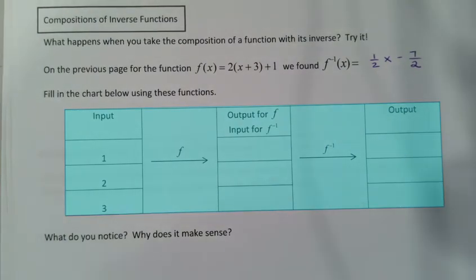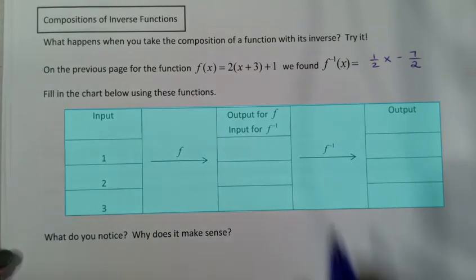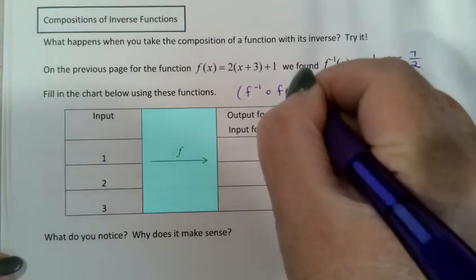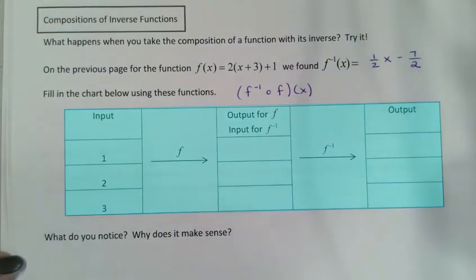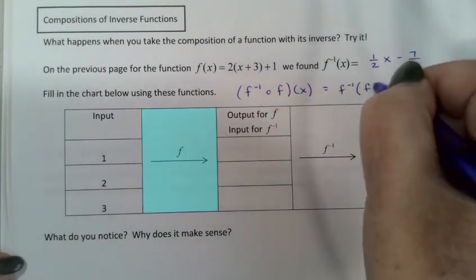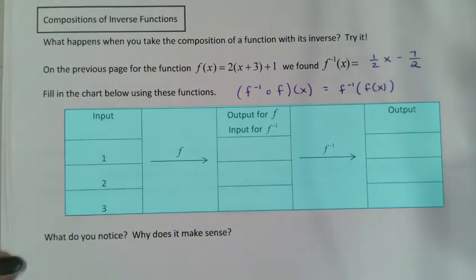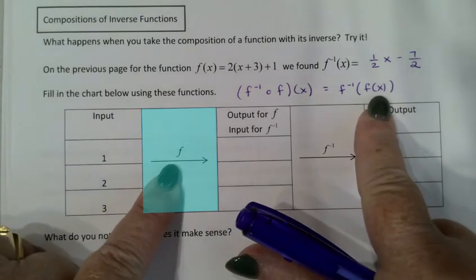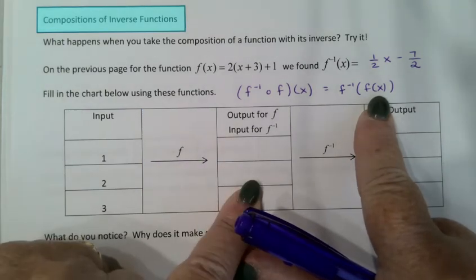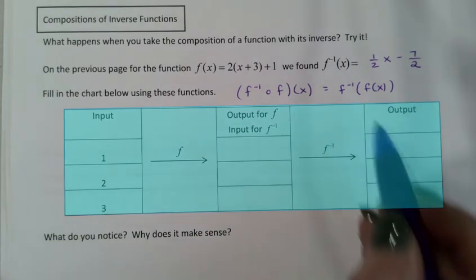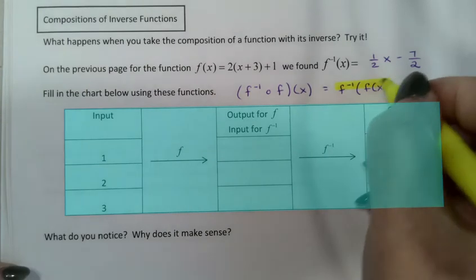So what I'm going to do is take the composition f inverse composed with f of x, or in other words, f inverse of f of x. And to do that, I'm going to do it in table form. I'm going to pick a few inputs, 1, 2, and 3. We'll plug them into f first, and then whatever we get for an output, we'll plug that into f inverse. So this is just the table form that's going to give me that composition.